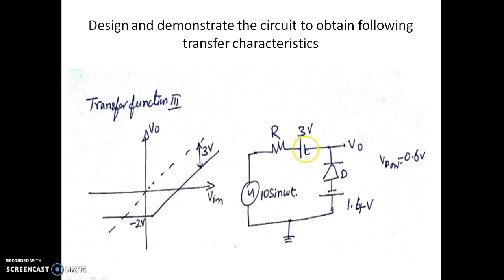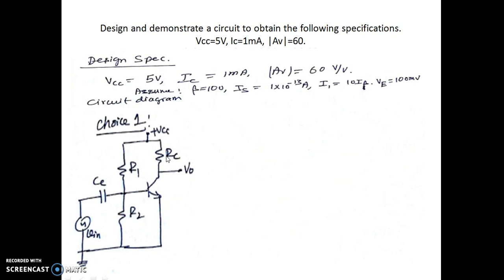If you connect this, it becomes like a short circuit. The output will always be 0 volts, so we will not get the expected transfer characteristics. This way we can comfortably do this experiment.